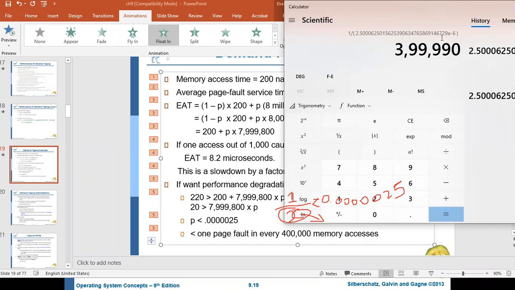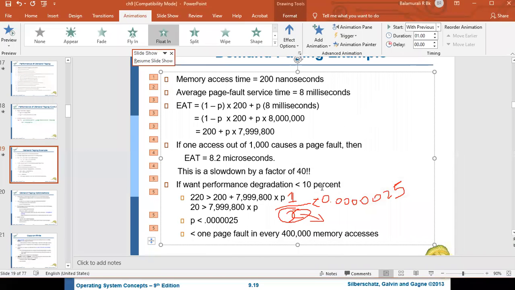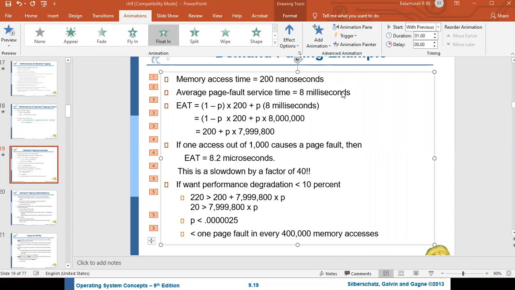If there is one page fault, then the performance degradation will be less than 10 percentage. Okay. So this is how we evaluate the performance of demand paging. It is not that we can have any number of page faults. The page fault should be limited so that we can get a better performance, right? So, fine, that's it about this particular topic.